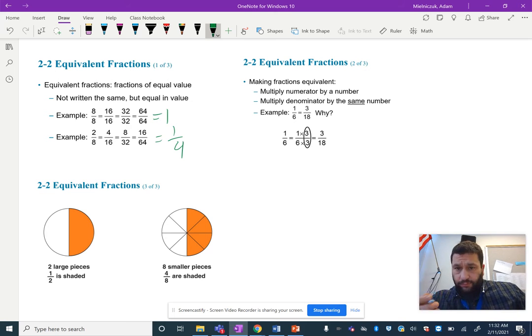Equivalent fractions. So when you want to make fractions equivalent, you're going to multiply the numerator by a number, but you must multiply the denominator by the same number.